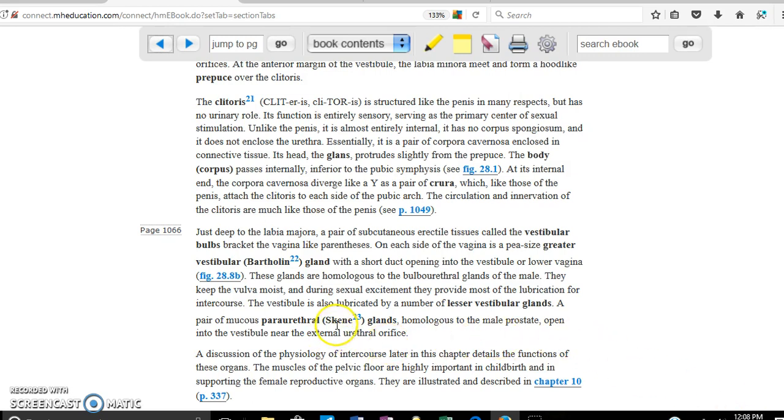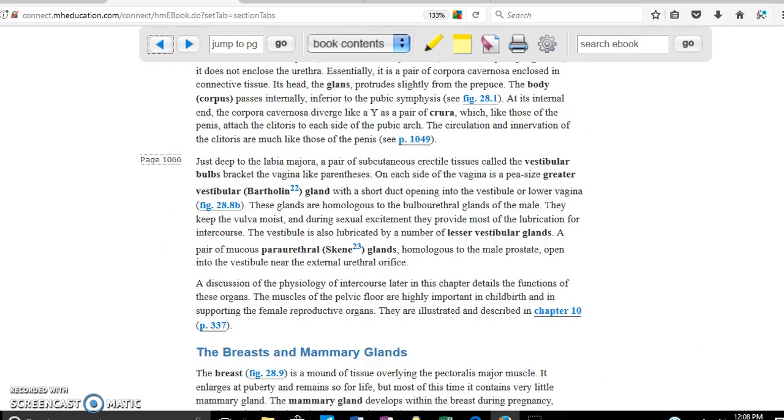As I was telling you, here are the other names: skin glands and Bartholin glands. Okay, so we keep scrolling down.